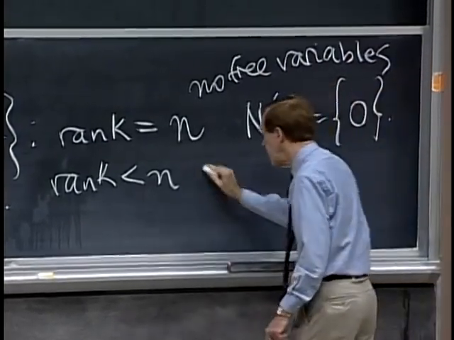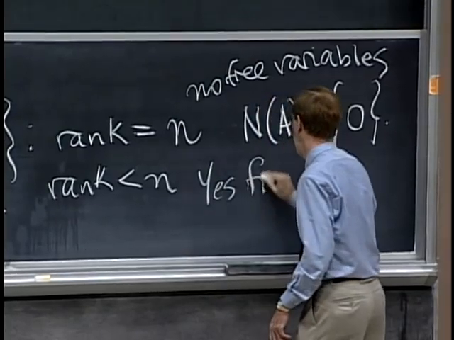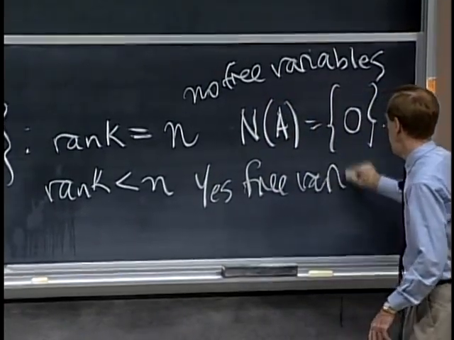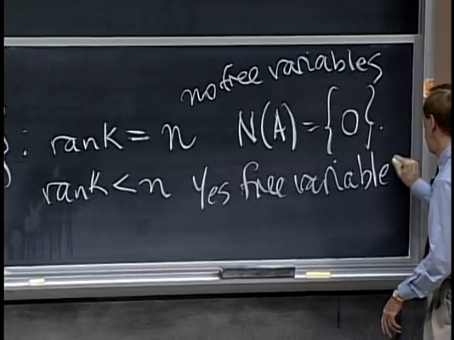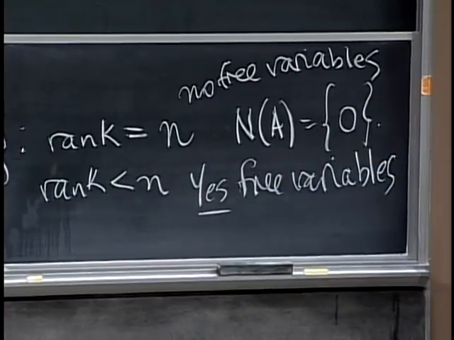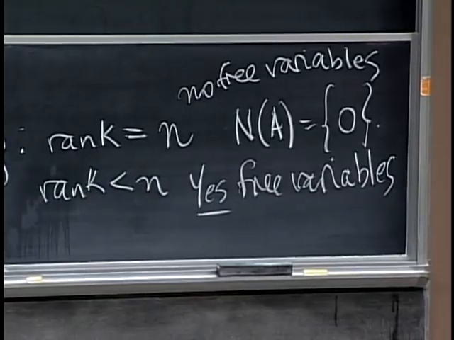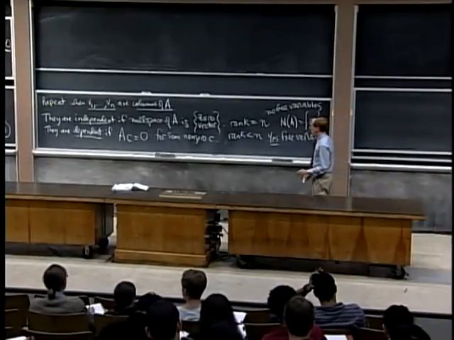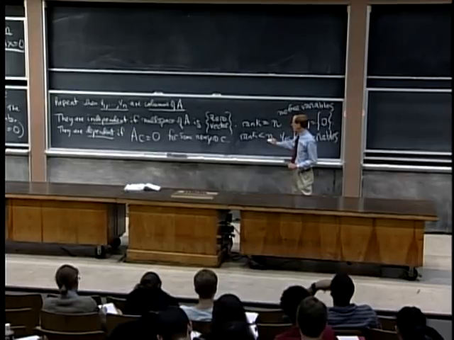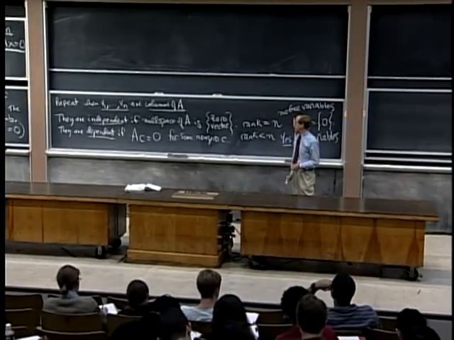And this is the case, yes, free variables, if you'll allow me to stretch the English language that far. That's the case where we have a combination that gives the 0 column.